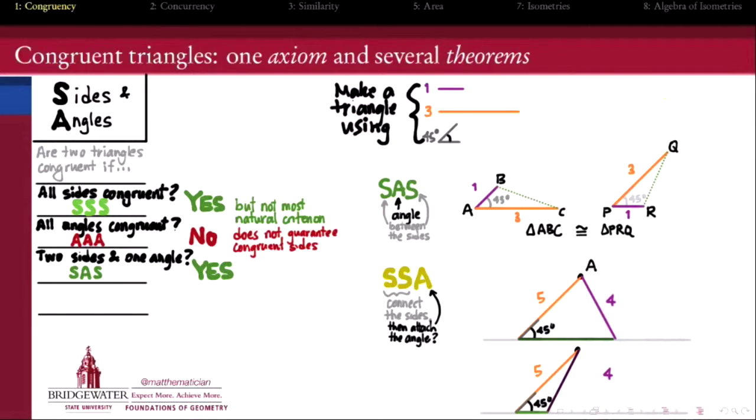But I think it's pretty clear why these two triangles are not congruent to one another, because those angles that are opposite the segment of length 5 do not have the same measure.